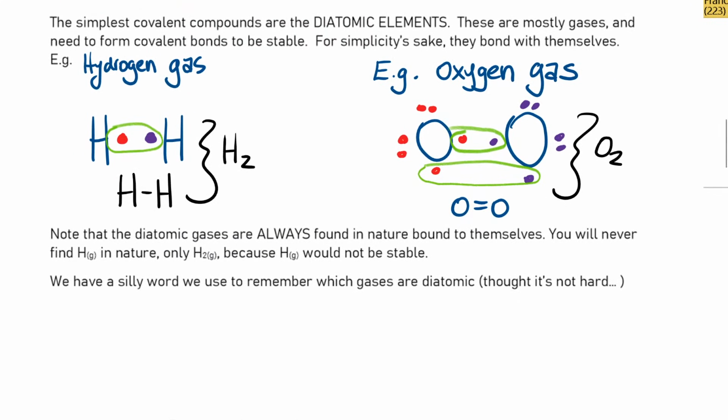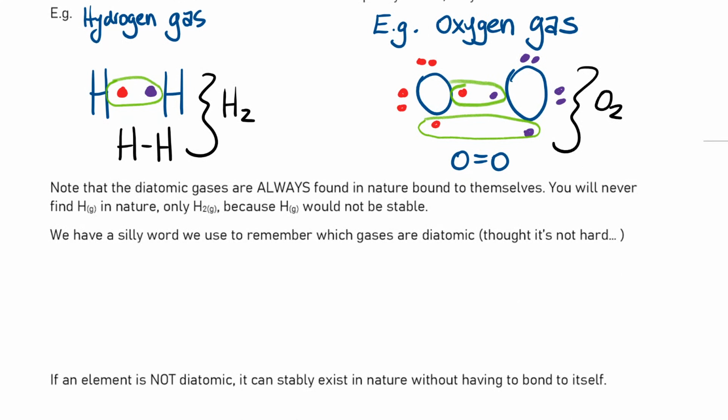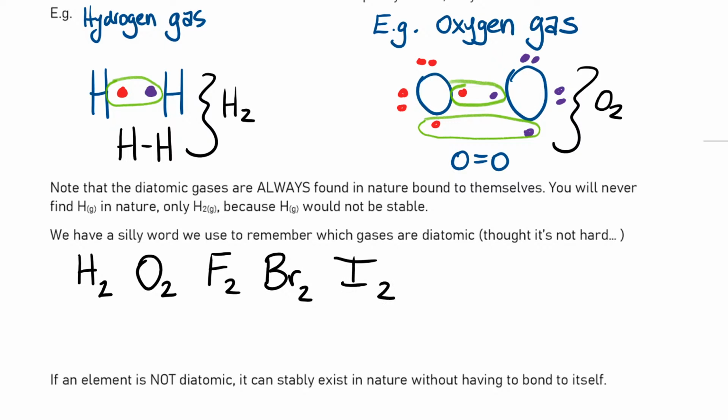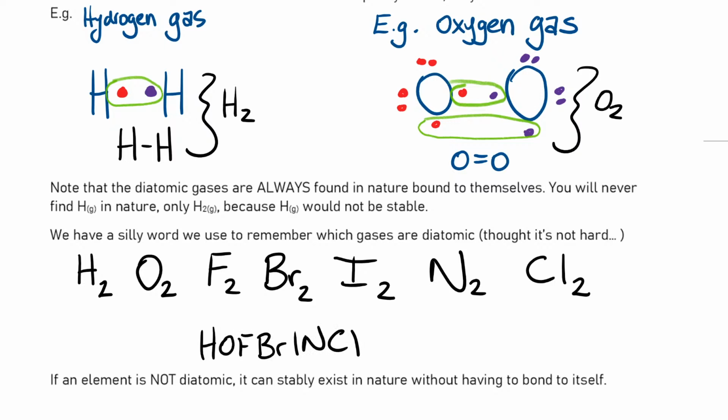I'll remind you what they are. Hydrogen is one of the diatomic gases. Oxygen is a diatomic gas. Fluorine is a diatomic gas. Bromine is actually a diatomic liquid. It's a liquid at room temperature, but the same idea. Iodine is diatomic. Nitrogen is diatomic. And chlorine is diatomic. All right, and we remember this with the word Hofbrinkel, which is dumb, but here's what you need to know.